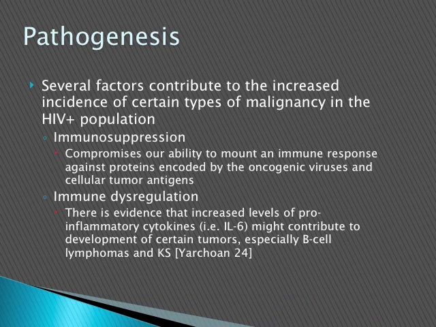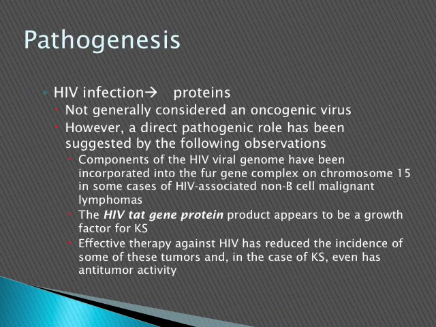So going into pathogenesis, there are several factors that contribute to this increased incidence of malignancy seen in this population. Number one is obviously immunosuppression. If you can't clear the oncogenic viruses, you can't clear their antigens, then you're more likely to develop cancer from them. Immune dysregulation has also been implicated. There is evidence from one study that increased levels of pro-inflammatory cytokines like IL-6 might contribute to the development of certain tumors, especially B-cell lymphomas and Kaposi sarcoma. So that's been found to be significant.